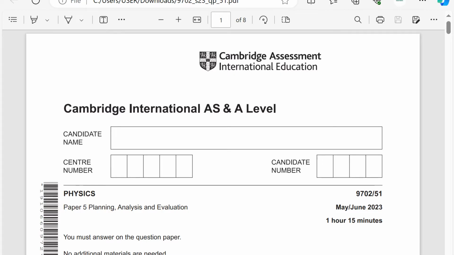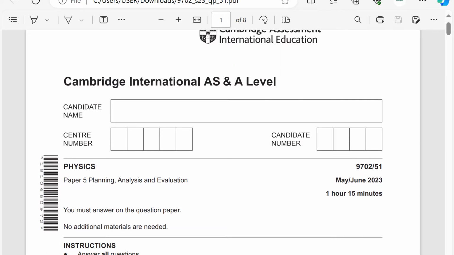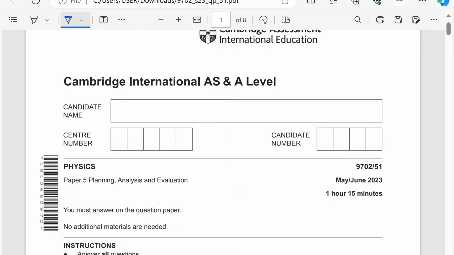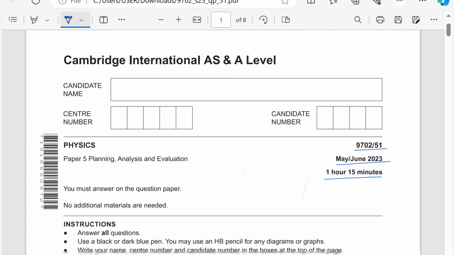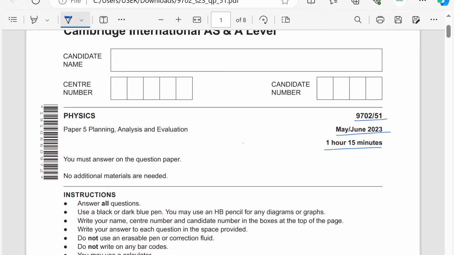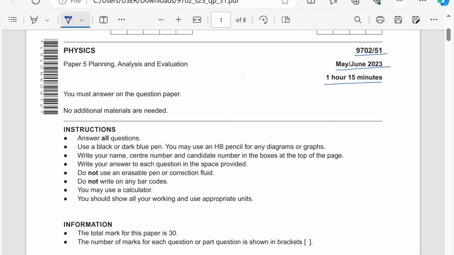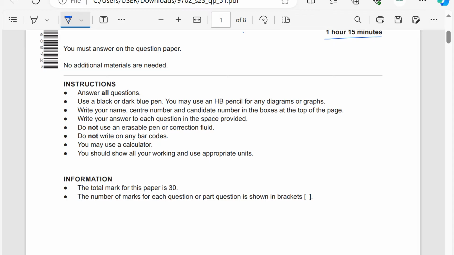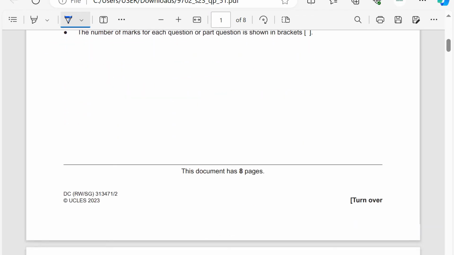So this is the question paper, Cambridge International AS and A level. This is paper 5, Planning, Analysis and Evaluation, 970251 May June 2023. The paper is supposed to be 1 hour and 15 minutes, but because I'm doing this on a computer, I may use more than 1 hour and 15 minutes. I know you will bear with that, because all I need is students to understand how to approach this paper. So you can print the paper and follow the video, which will be more useful. This paper is 30 marks. Each question is 15 marks.